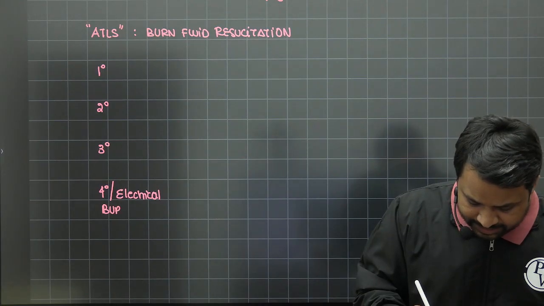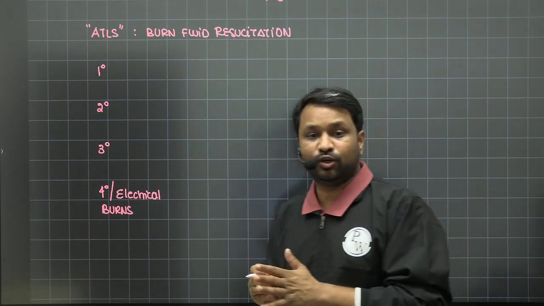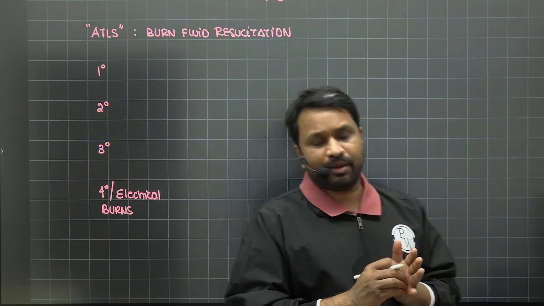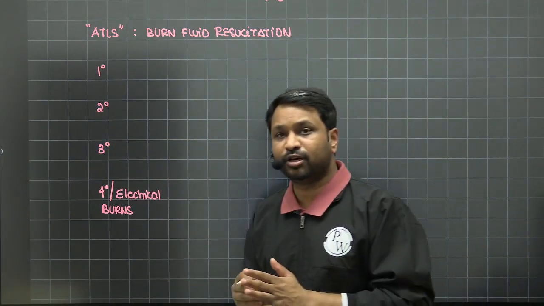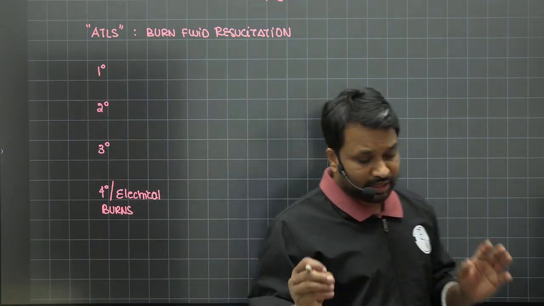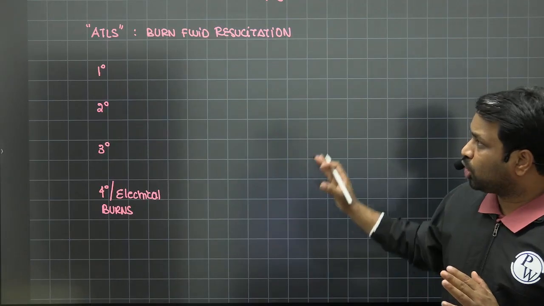So ATLS says that we are going to categorize the burn into 4 different degrees. Everybody knows the first degree is going to be involvement of epidermis, second degree is going to be involvement of dermis, the third degree is the full thickness, the fourth degree is involvement of underlying structures. So we have put according to this.